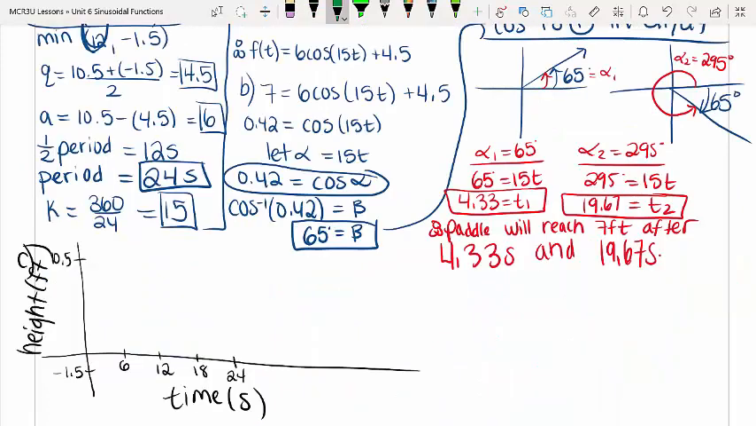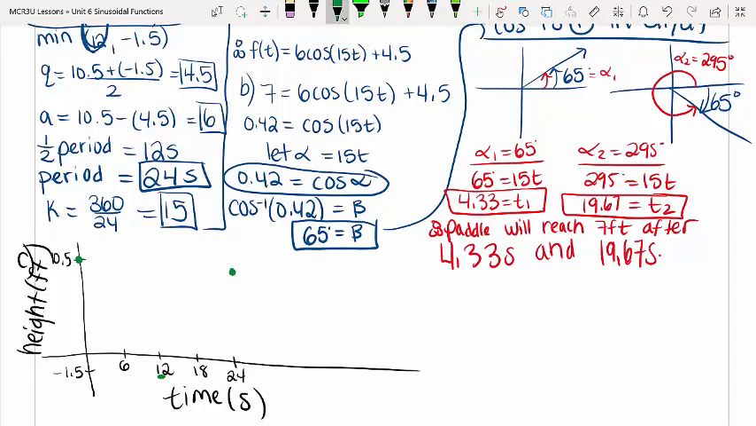Okay, so let's put on our points that we know. So we know that we have a maximum right away at 0 and 10.5, okay? We know that our minimum occurs at 12 seconds, and that minimum is negative 1.5. Okay, we know that our period is 24 seconds, so after 24 seconds, the height is going to be back at where it started. So we're going to have another point at 10.5.